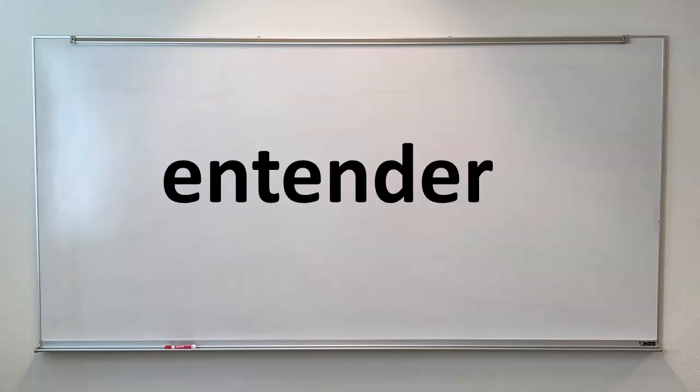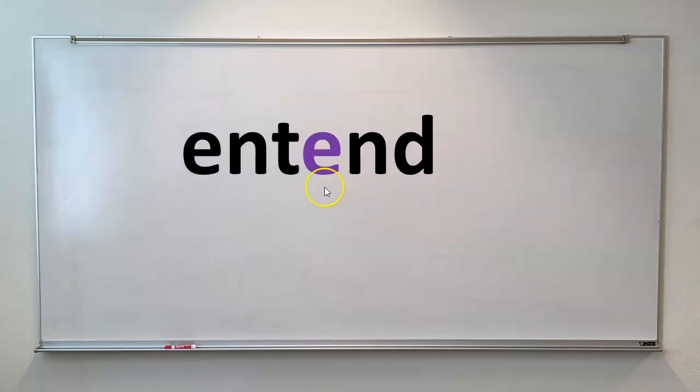Okay, so first things first. Remember, we always start with the root. The reason why we call this a stem changing verb is because stem is synonymous with root. So we could also call these root changing verbs. It's really the same thing. So how do we find the stem, or the root? It's very simple. You remove the ER from the infinitive. This is the infinitive, to understand. So when I remove the ER, I have the root or the stem.